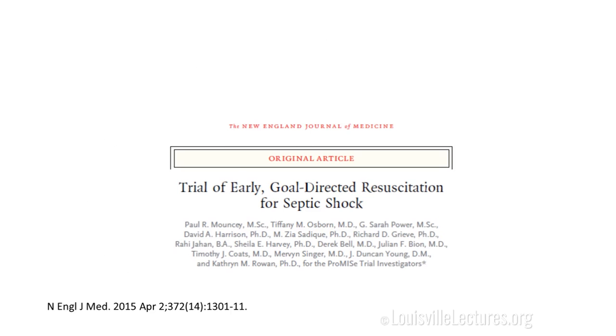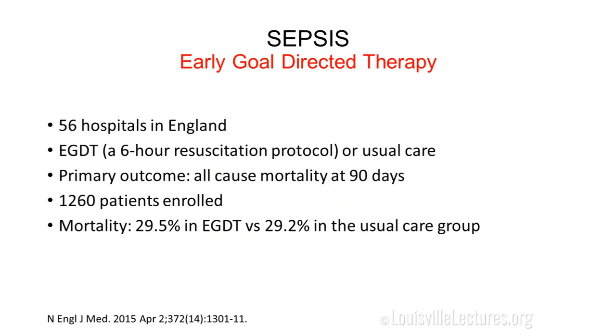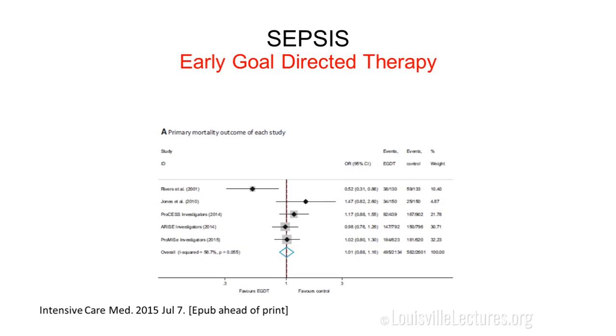Then there was this study, trial of early goal-directed resuscitation for septic shock, in 56 hospitals in England. And again, early goal-directed therapy versus usual care. Primary outcome was all-cause mortality at 90 days. More than 1,000 patients enrolled. And again, mortality was the same. So pretty much those findings were not replicated. And this is finally a meta-analysis showing that there was no survival benefit with early goal-directed therapy.